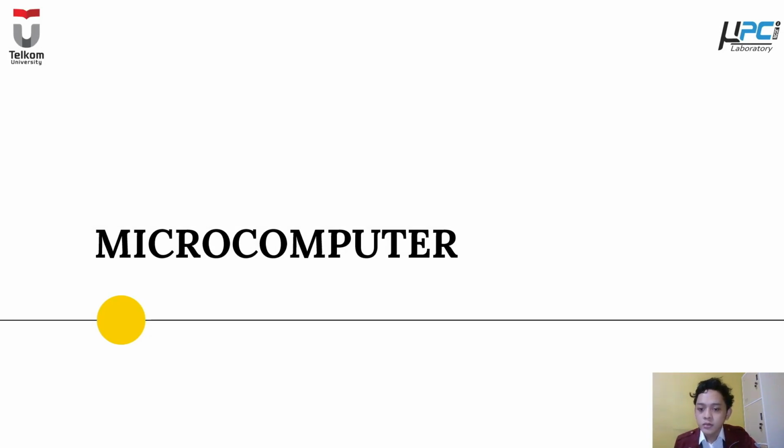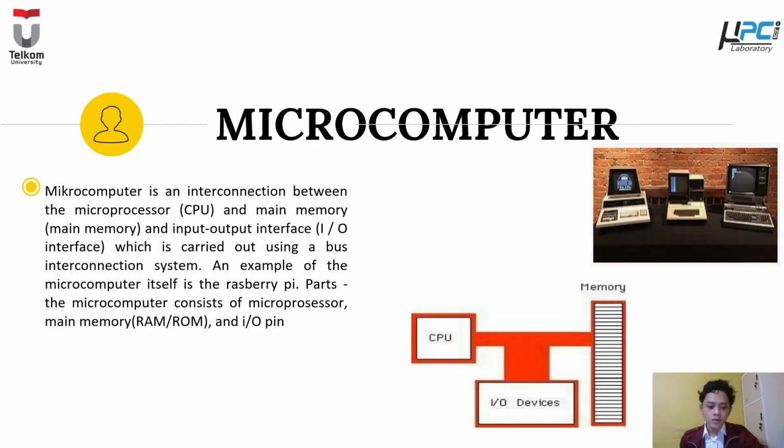So now it's about microcomputer. So what is microcomputer? What is the difference between microcomputer, microcontroller, and microprocessor? So microcomputer is an interconnection between the microprocessor or CPU and main memory and input-output interface or I/O interface, which is carried out using a bus interconnection system. As an example of the microcomputer itself is the Raspberry Pi. The microcomputer part consists of microprocessor, main memory, RAM or ROM, and input or output pin.